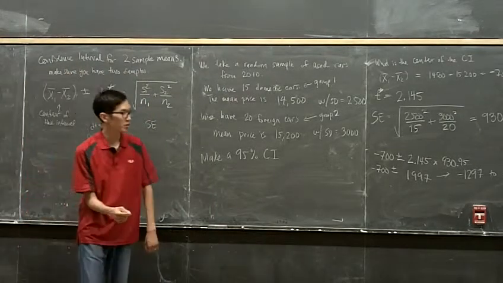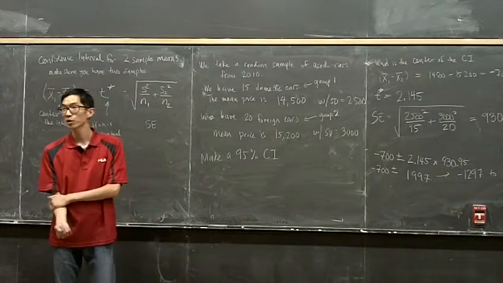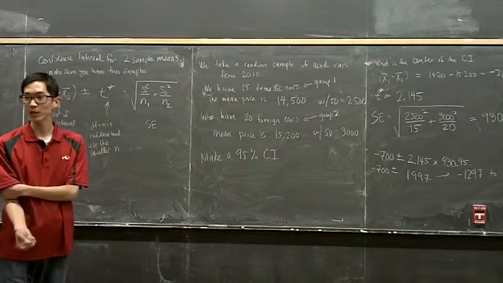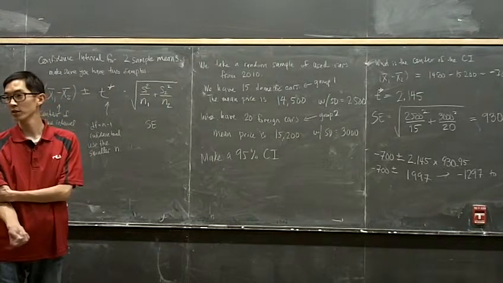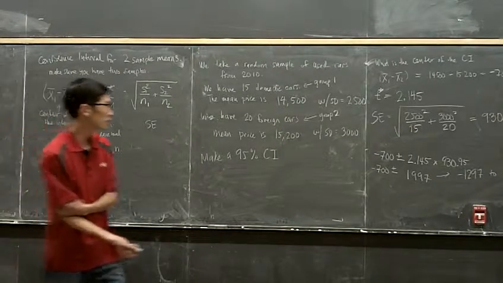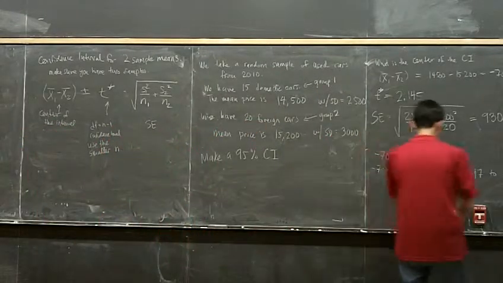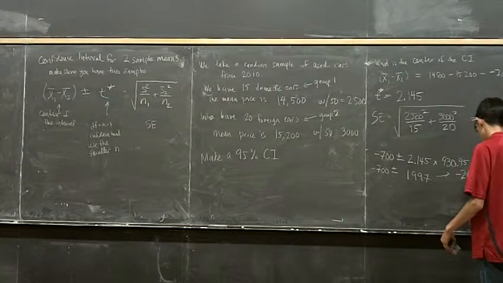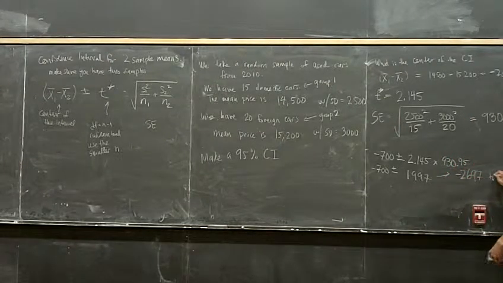So what does this mean? Do I have evidence that there's a difference between the mean price of domestic and foreign cars from 2010? Did I mess something up? Oh, negative 2697 and positive 1297, I'm sorry. Negative 2697 to positive 1297. I'm sorry about that.